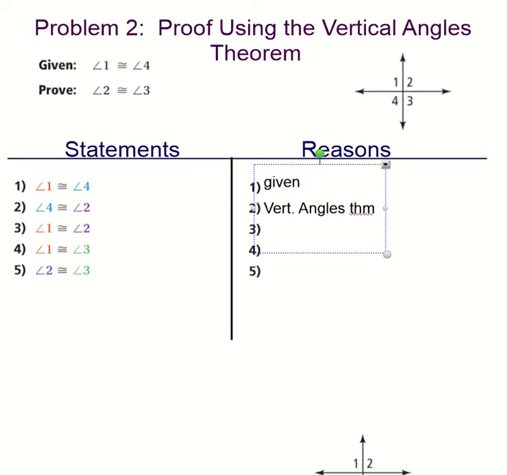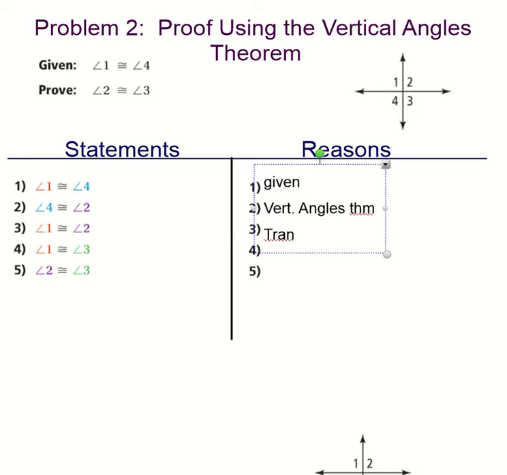Now we look at our step 3. Angle 1 is congruent to angle 2. Why do we know that? Think about two angles that are next to each other. Look, they share this common straight line. What do we call those? We call those linear pairs. And so we could say this is from them being linear pairs. We could also use the transitive property because we know that 1 is congruent to 4 and 4 is congruent to 2, so 1 must be congruent to 2.